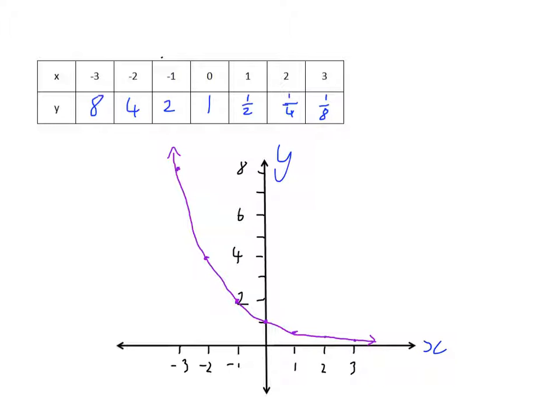Now the y-intercept, it's important to label that, is 0, 1. And the asymptote is y equals 0, and I'm going to show that with a dotted line. So there we have our graph.